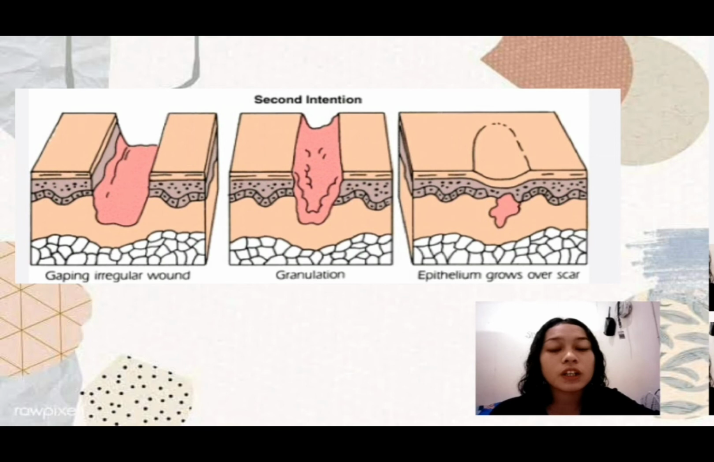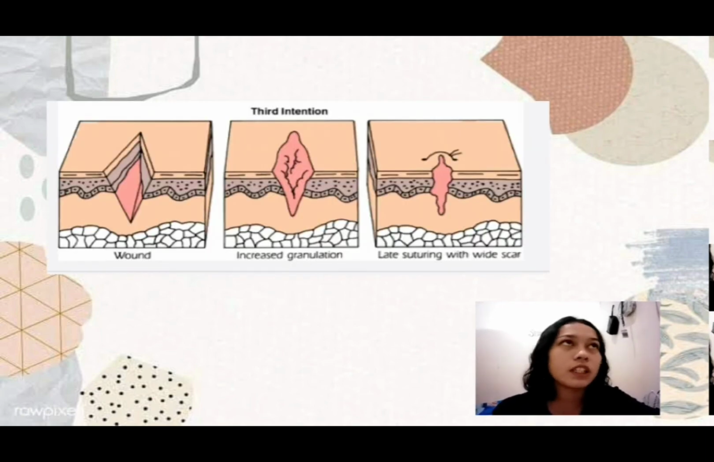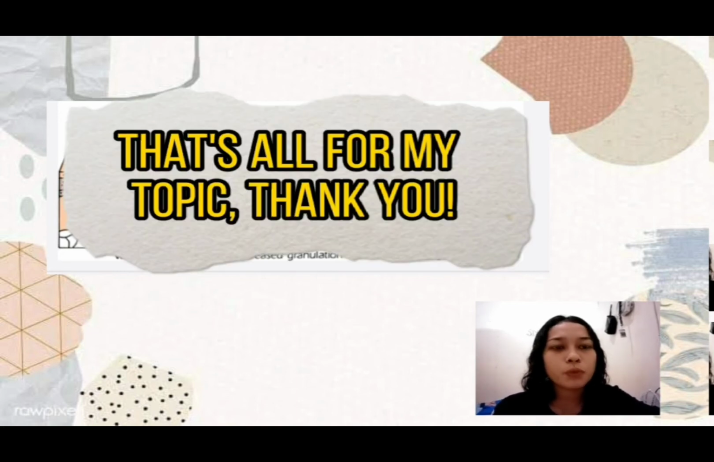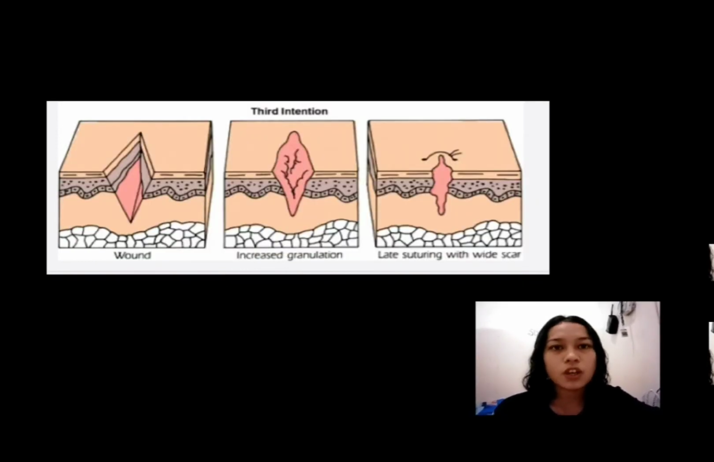Secondary healing occurs when a wound is left open to heal by granulation, contraction, and epithelialization. Third intention healing, or tertiary intention, also called delayed secondary closure, occurs when there is a need to delay closure of a wound, such as when there is poor circulation of the wound area or infection. So that's all for my topic.